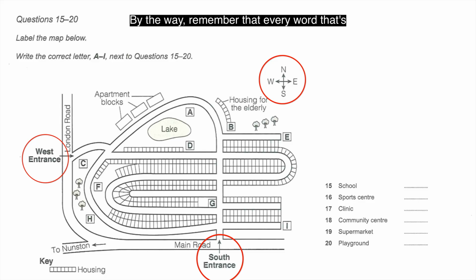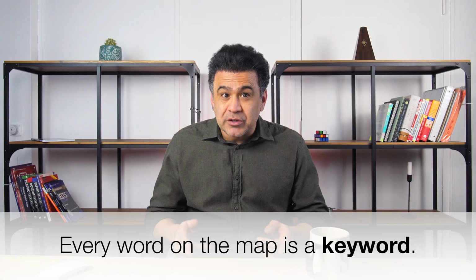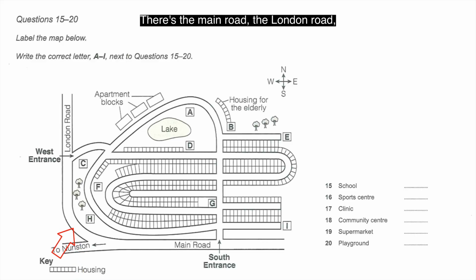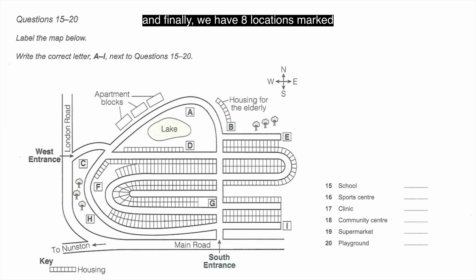By the way, remember that every word that's written for you on the map is a keyword. I repeat, every word on the map is a keyword. There's the main road, the London road, and a road that goes to Nunston. Then we have apartment blocks, lake, and housing for elderly. There are trees on the west and the east side of the map, which might be used to refer to some spots. And finally, we have 8 locations marked by letters A through I.